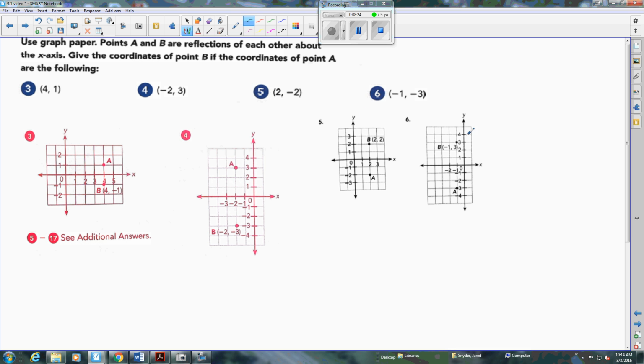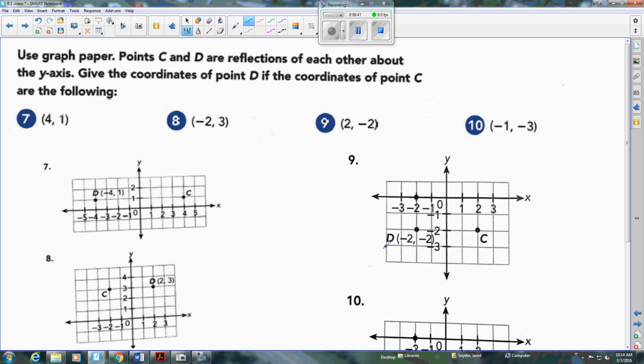Number 6 is (-1, -3), so -1, then 3 down. Then we would go across the x-axis 1, 2, 3, 1, 2, 3, so you get (-1, 3). Same idea here, folks, except now we're reflecting across the y-axis. So for C, you'd start with (4, 1), and then you get (-4, 1).